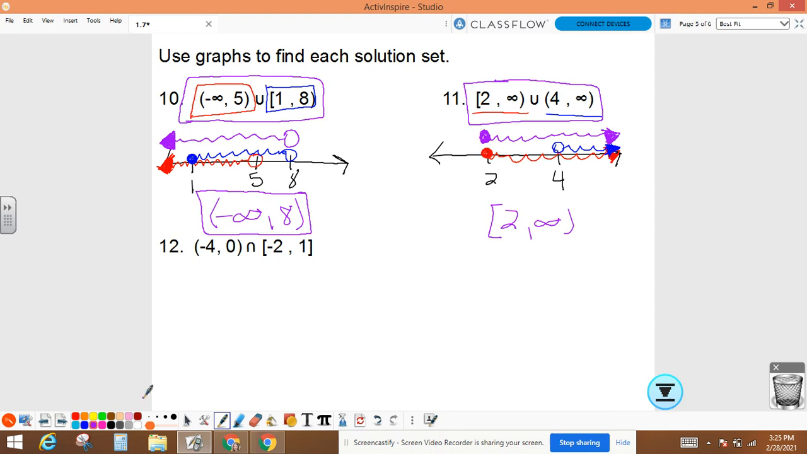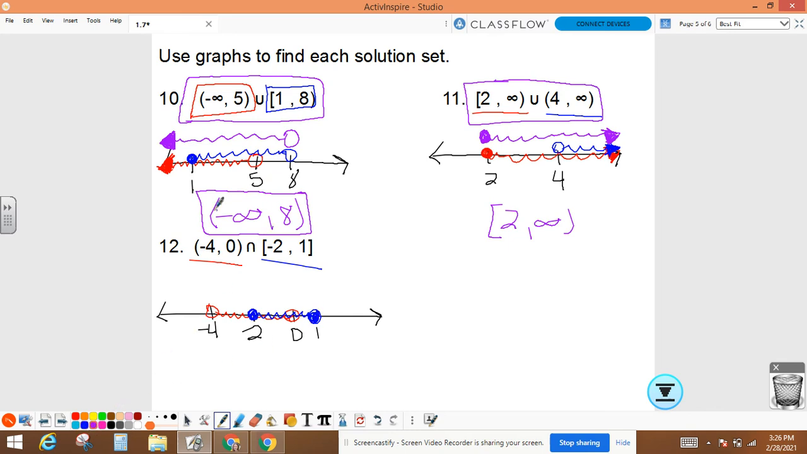All right, number 12. We want negative 4, negative 2, 0, 1. All right, so this guy says open circle at negative 4 to open circle at 0. This one says closed circle at negative 2 to closed circle at 1.